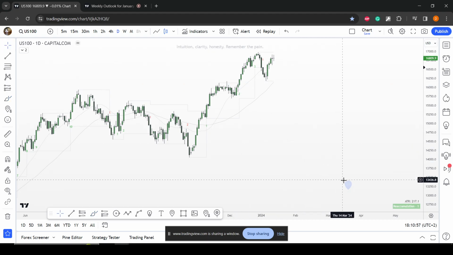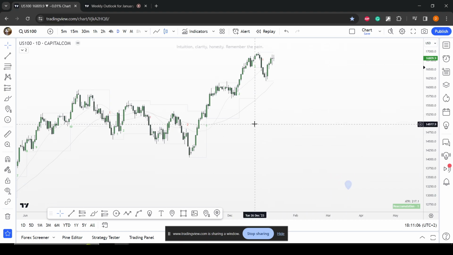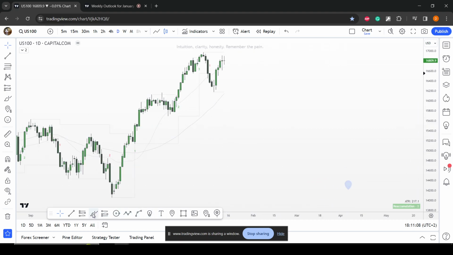So let's come back to our template. What we have: clear or unclear, and high quality or a chop here on higher time frame. So of course this is pretty clear bullish pushes, so impulses that consist of one color candles, almost full body, and then just this simple pullback, which is now here.